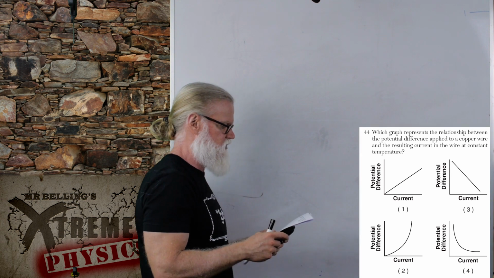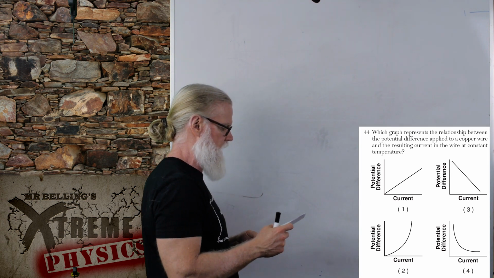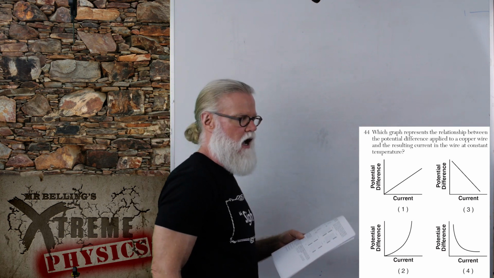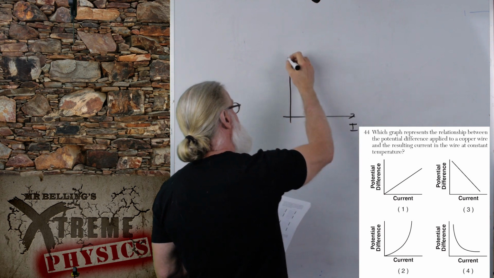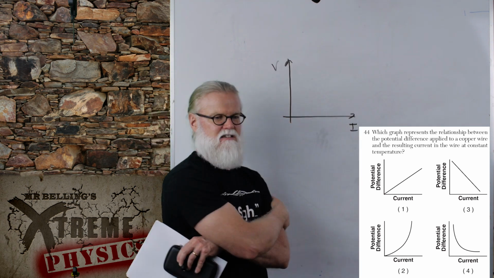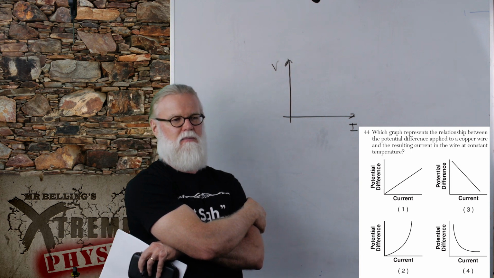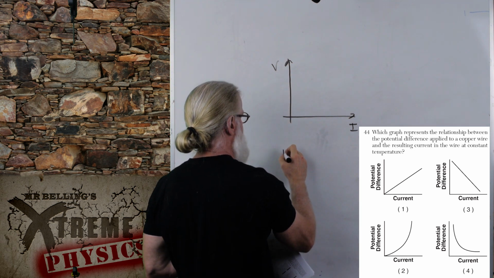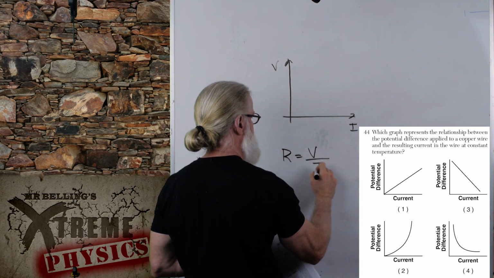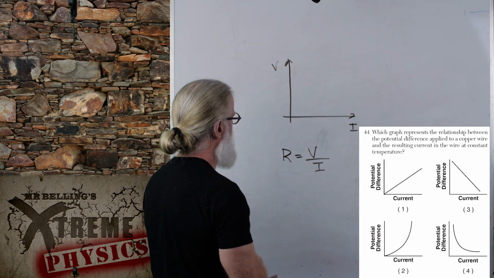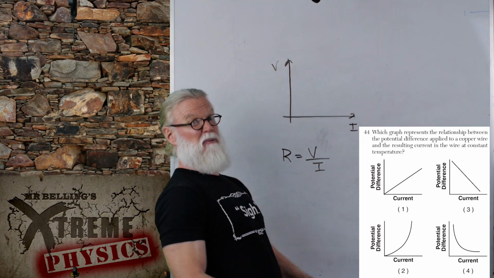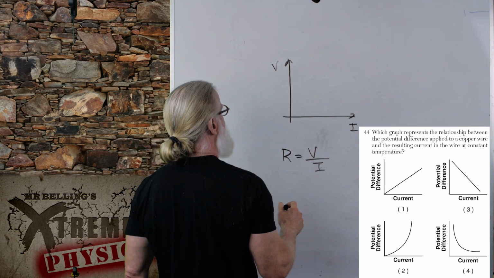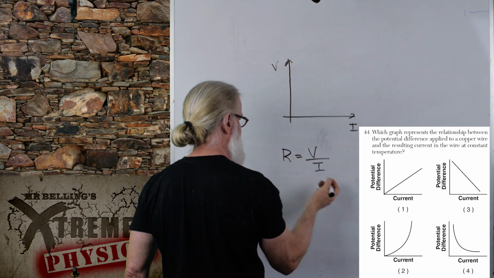Which graph represents the relationship between the potential difference applied to a copper wire and the resulting current in the wire at constant temperature? This is Ohm's law. Ohm's law says that the resistance of an ohmic device, as long as you keep the constant temperature, will remain constant. And we have this relationship where, I think in your reference table it says R equals V over I. So let's get this in graphing terms. Let's use extreme physics, right? We got to get this in regular graphing terms, where the voltage is our Y, so we got to isolate that on its own.